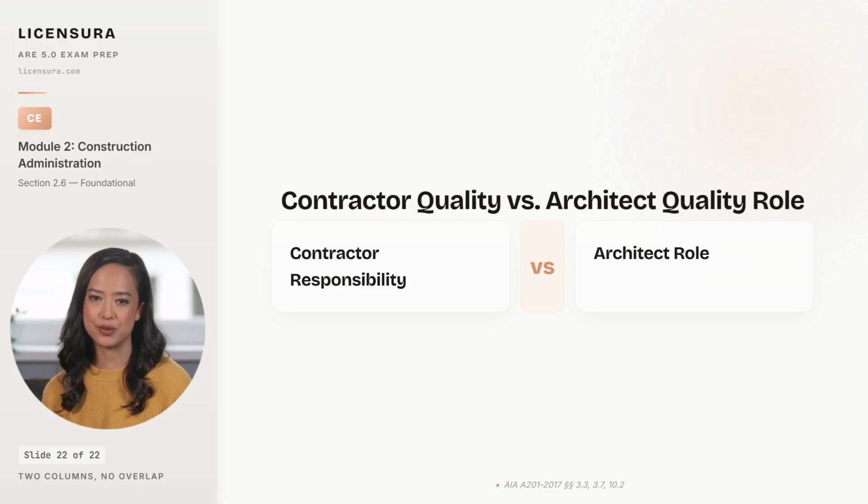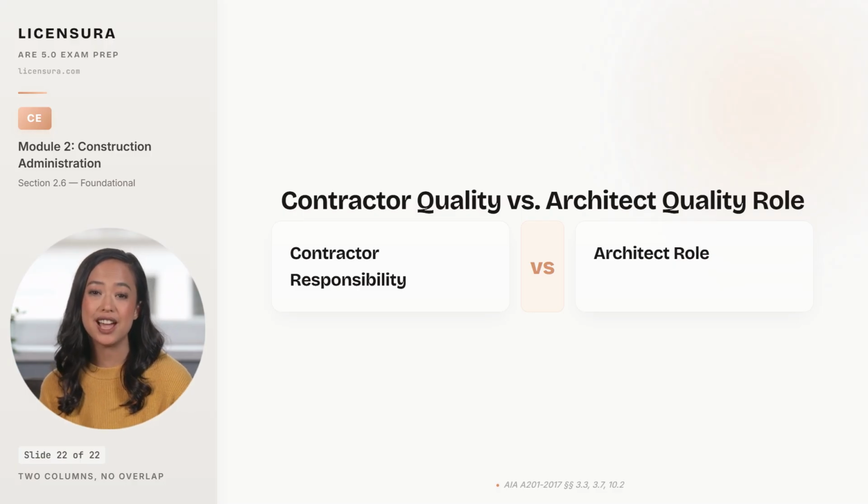And the architect's role, in the second column, is to observe general conformance during site visits, review submittals for design intent, identify non-conforming work when observed, recommend rejection of defective work, certify payment based on observed conformance, and report observed safety hazards to the owner and contractor. The architect observes safety hazards because the architect is on the site. The architect does not enforce safety, which remains the contractor's responsibility under Section 10.2.